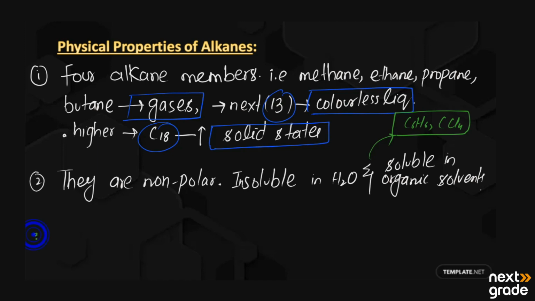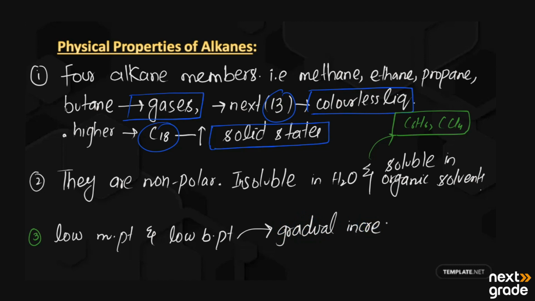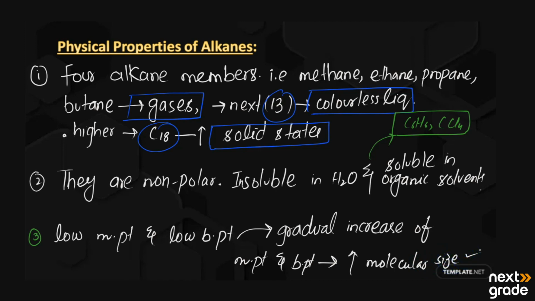Next we have the third property of the alkanes. They have low melting and boiling points. What is the reason behind low melting and boiling points? Because they are volatile in nature. Also, alkanes show a gradual increase in melting and boiling point with the increase in their molecular size. When the molecular size of the alkanes increases, their boiling and melting points also increase.